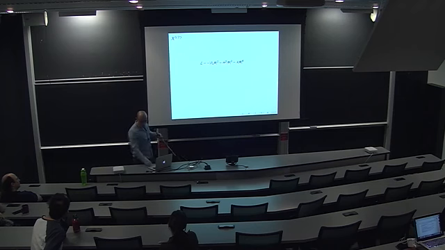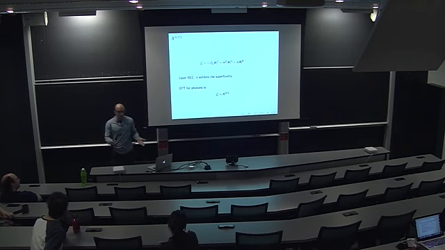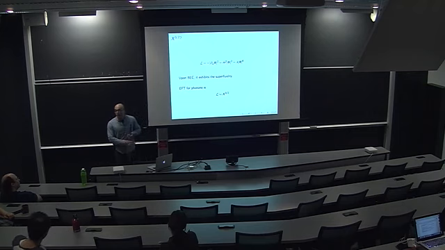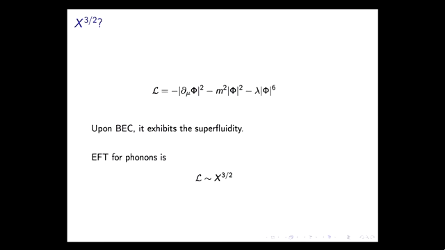It seems reasonable. You can find that it can undergo Bose-Einstein condensation. And in fact, if you compute the effective theory of phonons, you get that the Lagrangian is exactly x to the 3/2. The reason is simple: as we said, the functional form that appears here determines what type of superfluid it is. In this case, x to the 3/2. We will come to that when we talk about the properties of the superfluid.